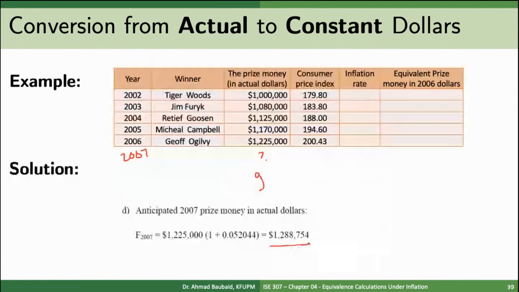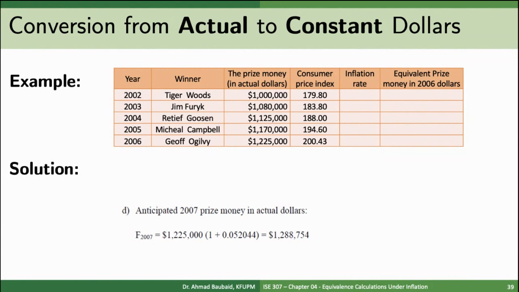Yes, Khalid? Victor, can you go back to this example? On this table, the prize money in actual dollars from 2002 to 2006, does that include the inflation rate? Does that mean that Tiger Woods, when he received $1 million in 2002, it's the same as what the guy in 2006 received after including the inflation rate?